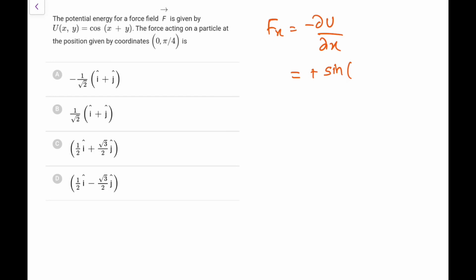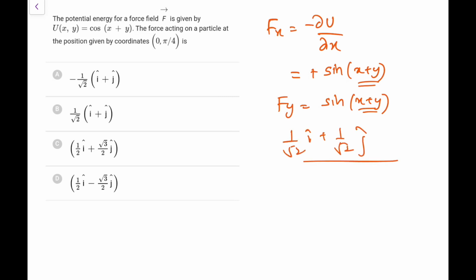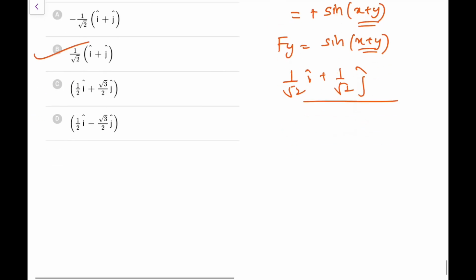what we will have? x plus y only, because that is 1, so that would be Fx. And similarly Fy will also be sine of x plus y. You can make it out, del u by del y. So what would be the force at the point with coordinates 0 comma pi by 4? Both will be sine pi by 4, which means it would be 1 by root 2 i cap plus 1 by root 2 j cap. Both would be positive, so I'll go for option B in this particular case.